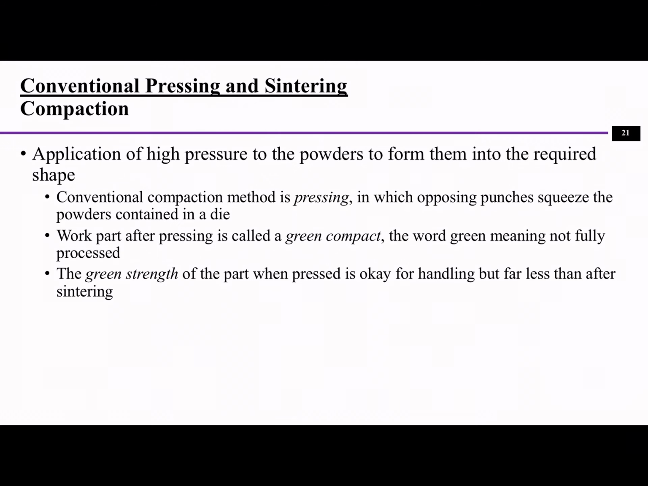And next, the compaction. During the compaction stage, we are using higher pressure on the powders to form their shape. Usually we call it pressing, right? For example, you can see a pressing machine that uses a die and presses the powder into a certain shape, and after it is compressed we call it a green compact.